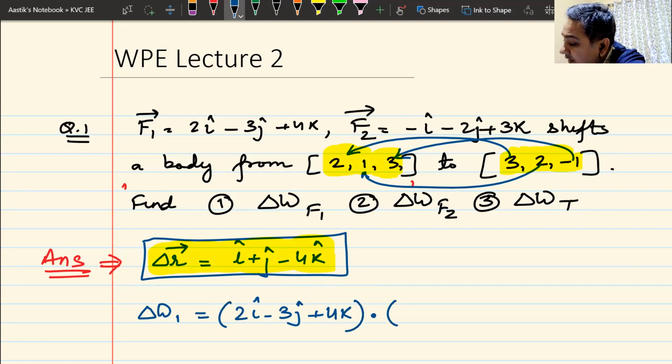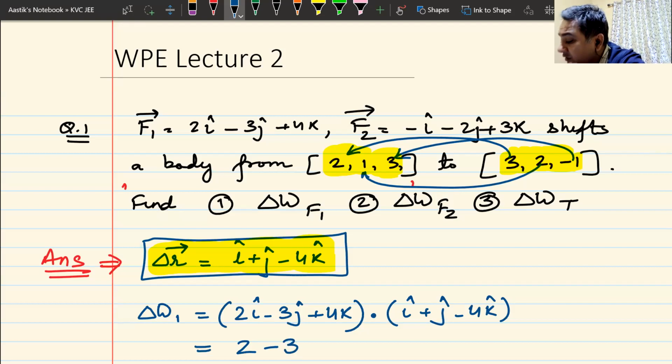It has to be dotted with i plus j minus 4k. You know how to find the dot product. We'll just write the answer. 2i dot i will be 2. Rest will be 0. Minus 3j dot j will be minus 3. So 2 minus 3. 4k dot with minus 4k will be plus 16, and your answer will be 15 units.